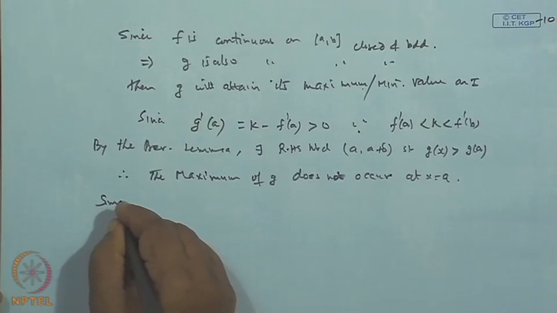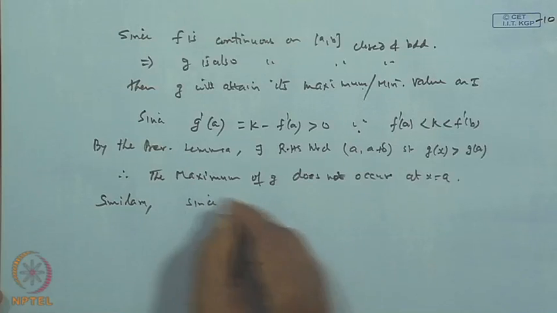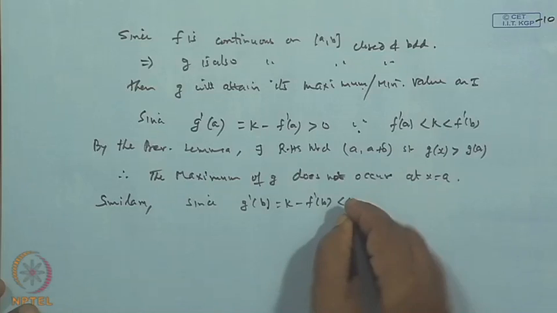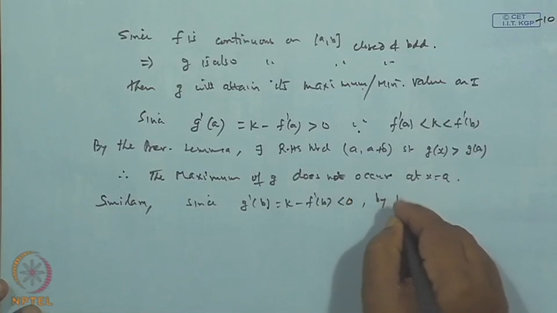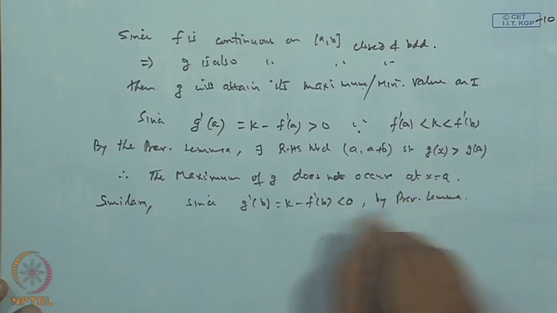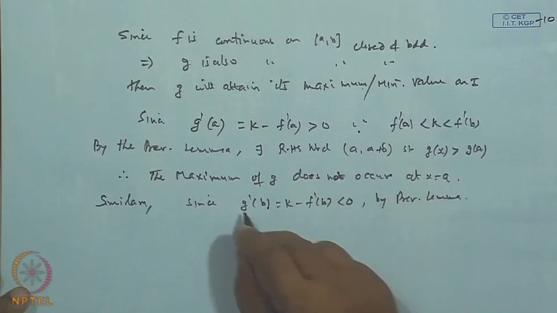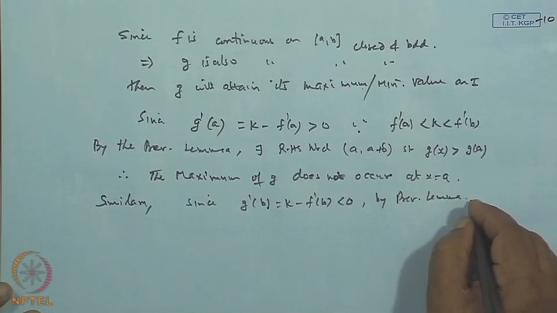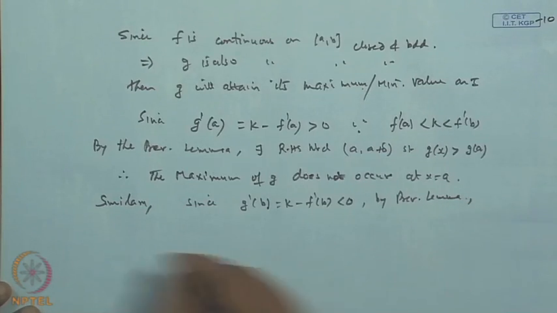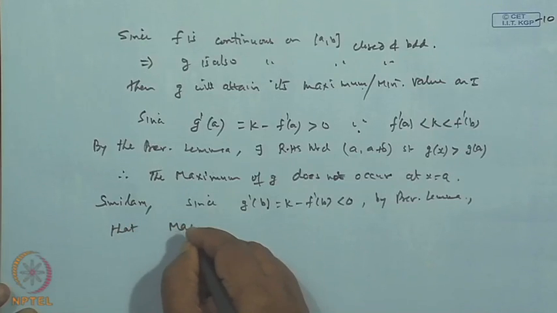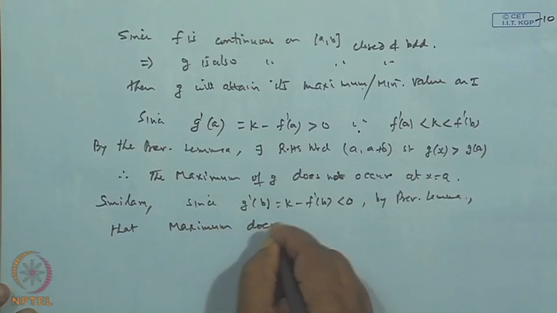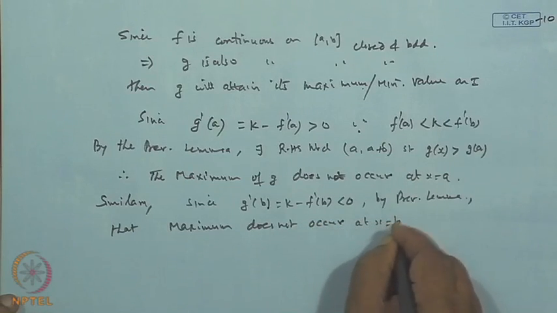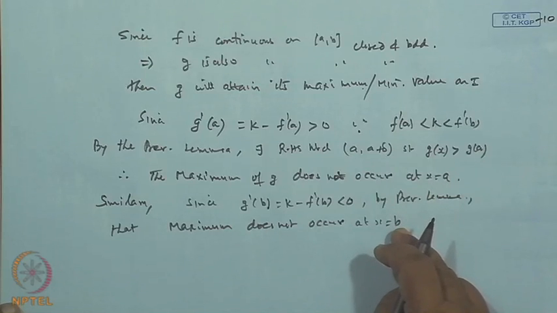Similarly, since g dash of b, that is k minus f prime b, is negative, again by the previous lemma, there is a left hand side neighborhood where the value will be less than this. So, again this shows by the previous lemma that the maximum does not occur at x equal to b. So, neither does it occur at x equal to a nor at x equal to b.